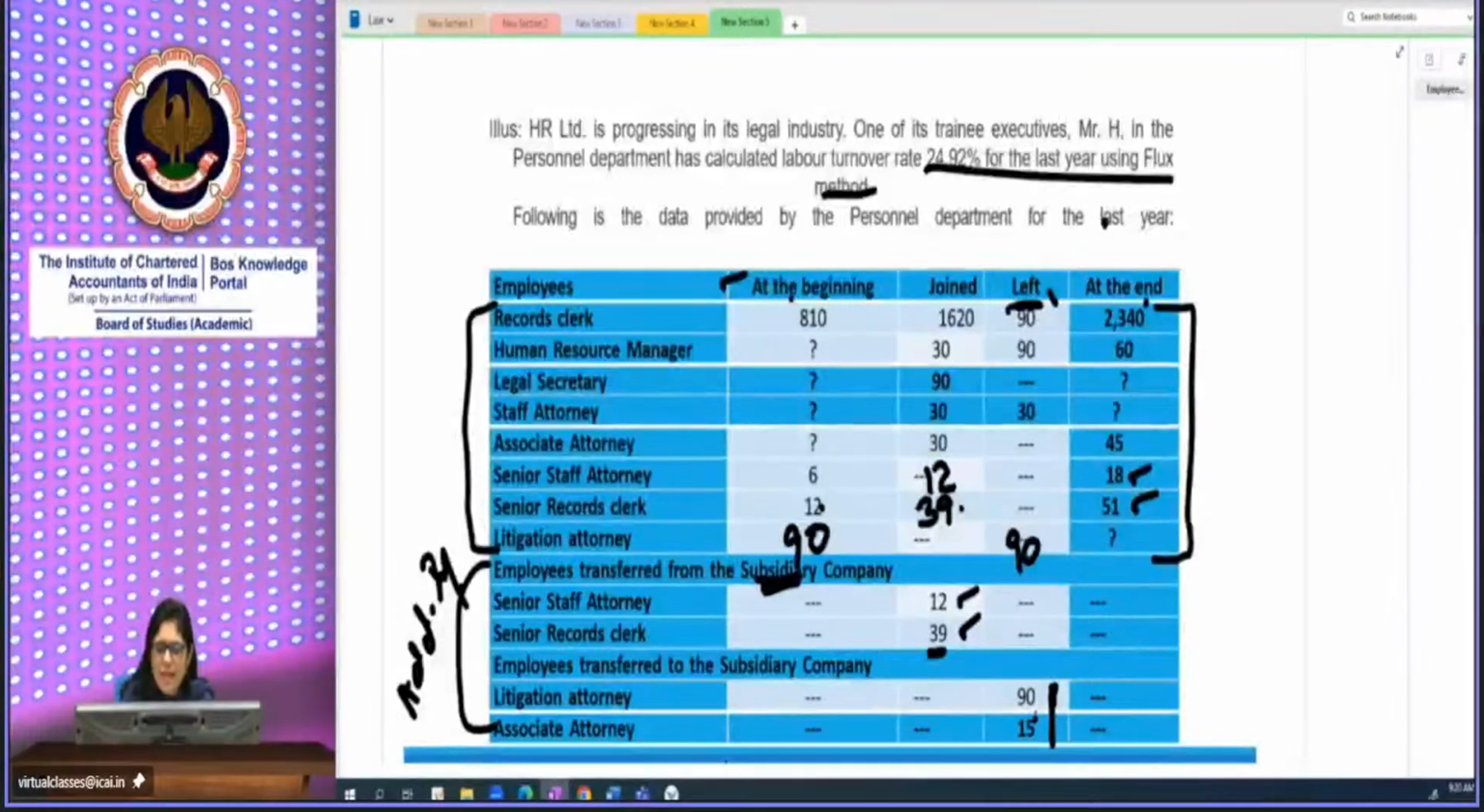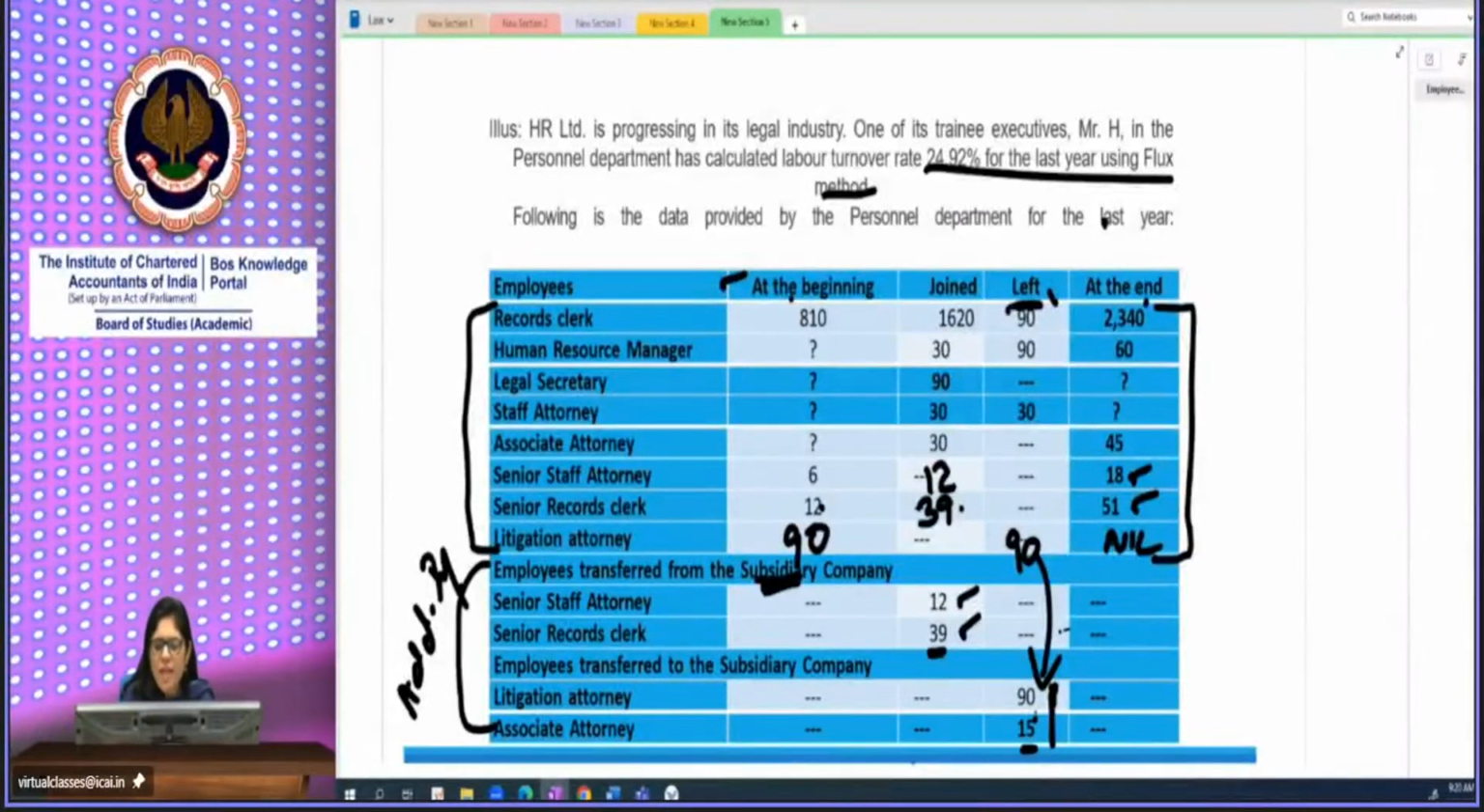So must be 90 here. And left is 90. Left means they have transferred to the subsidiary company. So the balance is nil. Clear? So it means that 90 have been transferred to subsidiary company. So I have written the figure in left. All right. That means must be 90 in the beginning and the entire litigation attorney has been shifted to the subsidiary, so nil is left.